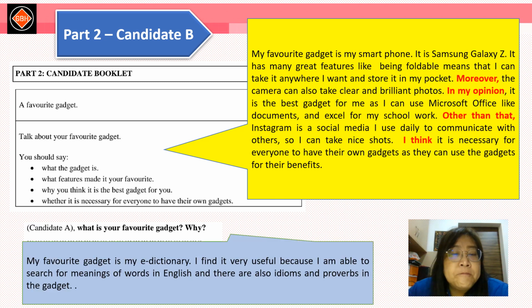And for candidate A, the question is, what is your favorite gadget? Why? So you can answer, my favorite gadget is my e-dictionary. I find it very useful because I'm able to search for meanings of words in English, and there are also idioms and proverbs in the gadget.